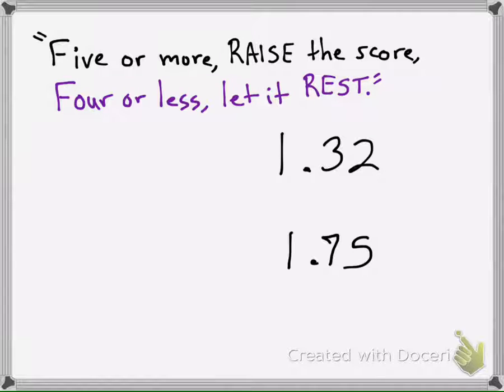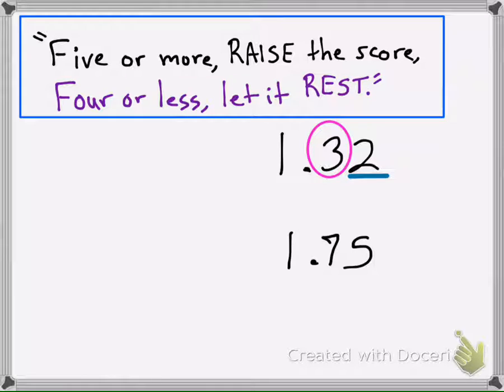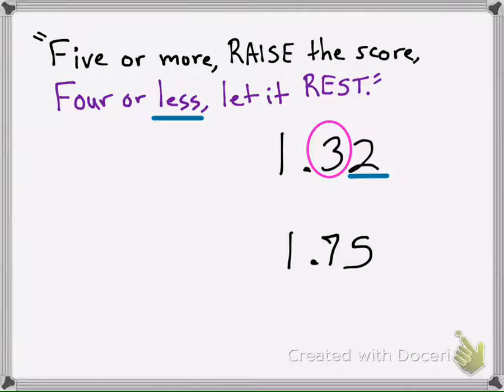It's a good helper. So let's look at the 3 because we're going to round to the tenths place just like before. And that 3 right there is the number that we need to decide. Is it going to stay at 3 or is it going to go up to a 4? Well, the number 2 behind it is going to tell us what to do. So if you say that saying, 5 or more, raise the score, 4 or less, let it rest, well, the 2 is less than 4. So what's going to happen with our number that we have circled is that it's going to rest.